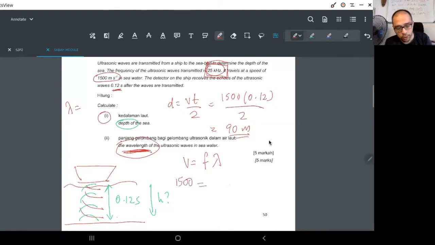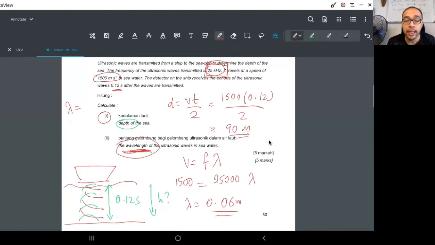You do, 25,000. Okay, I change kilo to the usual. Can I count the wavelength from here? Of course you can. Okay, if you can't, gosh, 25,000. Okay, so the lambda will be 0.06 meters. Of course, getting the unit is also another matter. You need to make sure that you get it correct.